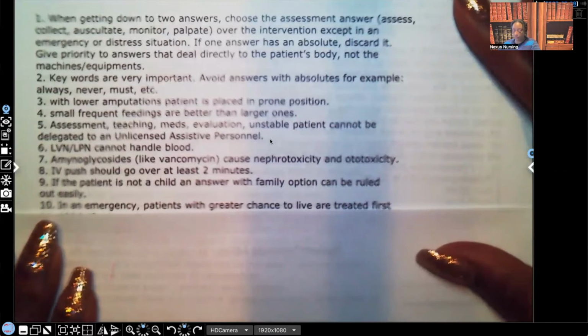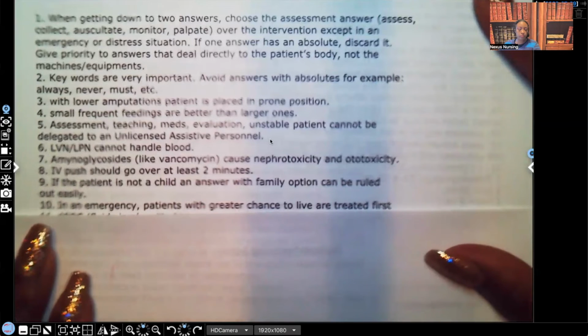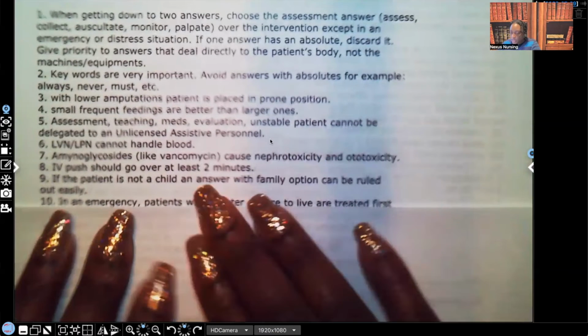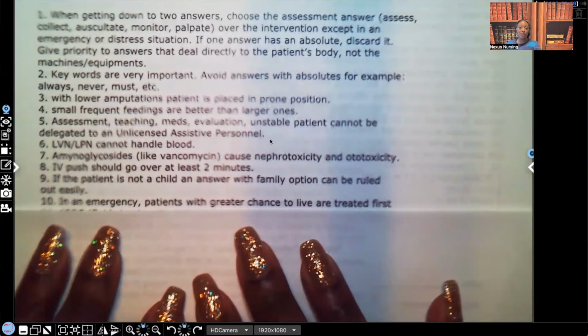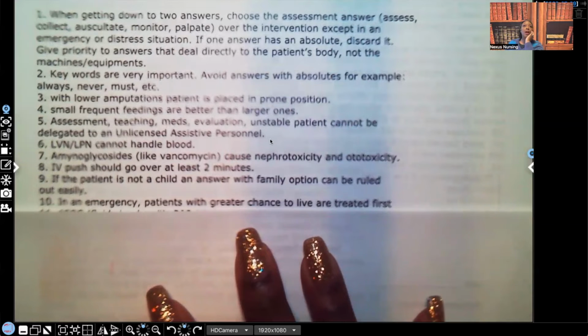Number 10. In an emergency, patients with a greater chance to live are treated first. I actually talked about this in one of my videos on disaster triage or triage care. But the point is, normally, when you're triaging a patient and you get test questions such as you're in the ER, you're always going to take that patient who's the illest, who's most at risk for dying. That's going to be your priority.